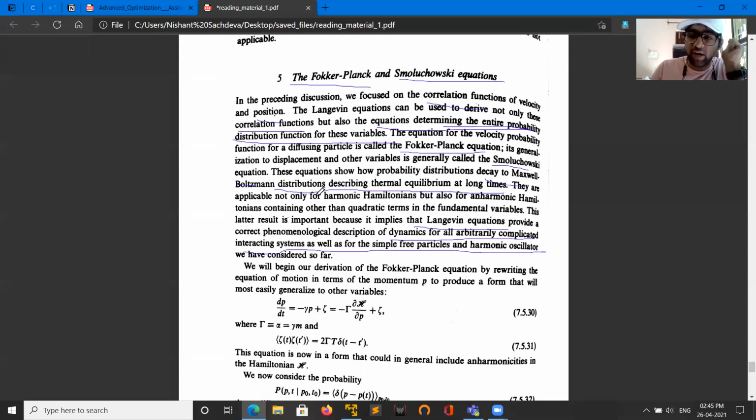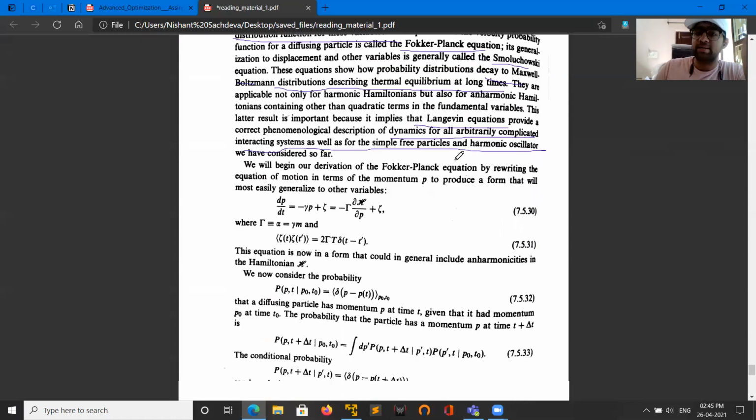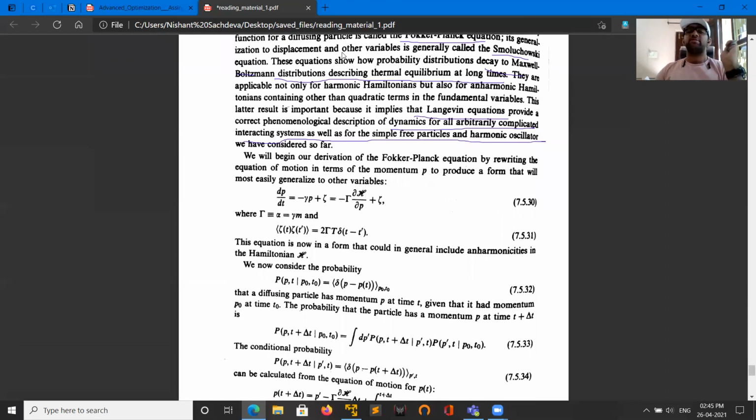Let's go through this again. Why was the result important, and what result are we talking about? The Fokker-Planck equations, when generalized to displacement and so on, are called Smoluchowski equations. They show how probability distributions decay to Maxwell-Boltzmann at long times, and they're applicable not only for harmonic Hamiltonians but also for anharmonic Hamiltonians. This is important because it implies that the Langevin equations provide a correct description for all arbitrarily complicated interacting systems, as well as for the simple free particles and harmonic oscillators we have considered so far.